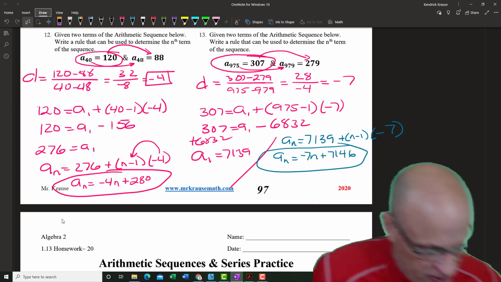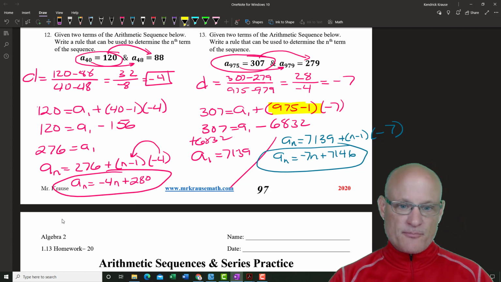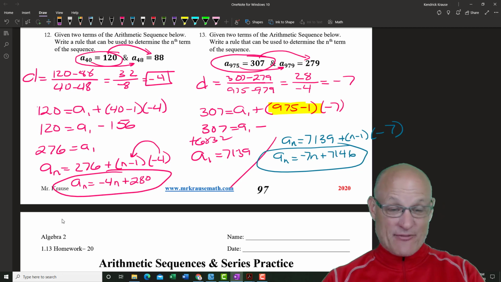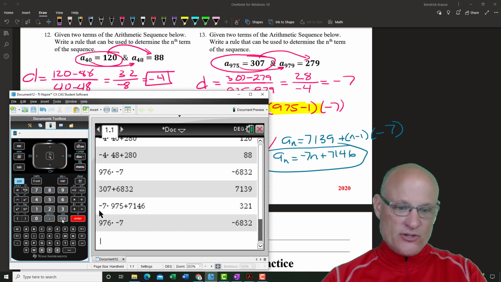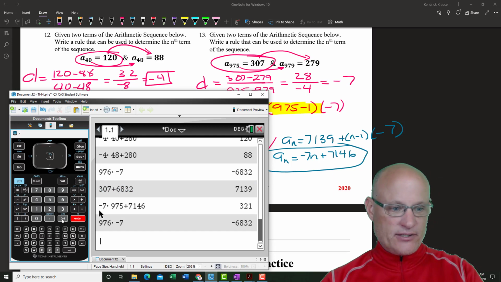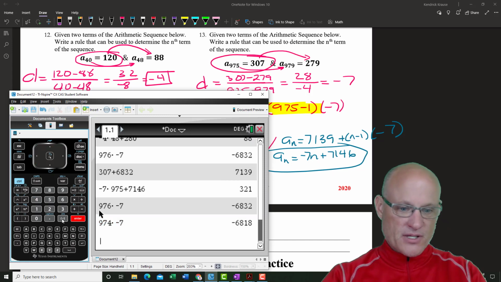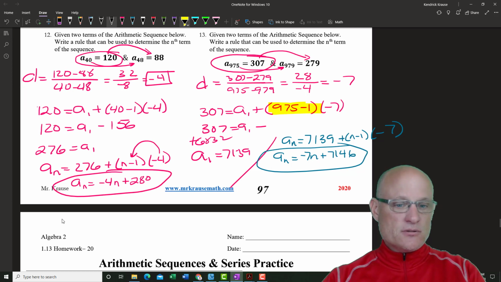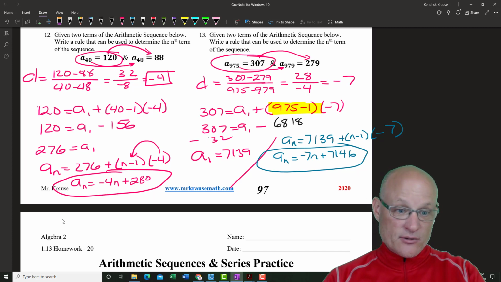And I know where I made my mistake. Hopefully you saw it. Do you see when I did this? I think when I put this in my calculator, I put this in wrong. I think I put 976. I should have put 974. See how I put 976 here? I should have put 974. So that should be negative 6832. Isn't that what I had? Oh, wait. I should have put 974. And this would be negative 6818. Negative 6818. And then we're going to add 6818 here.